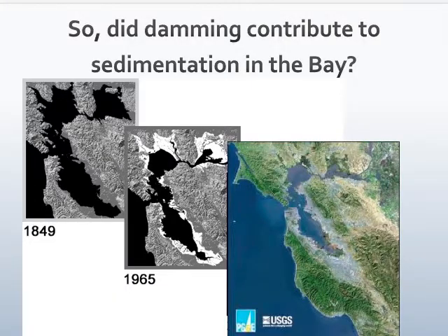So, did damming contribute to sedimentation in the bay? Well, the answer is no, historically. It might have actually decreased sediment, since now we were stopping sediment from coming down the rivers and ending up in the bay. But now we are holding back this sediment as we have these dams in place. So again, it's all about balance.